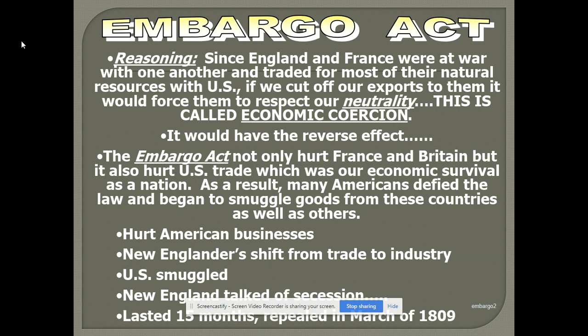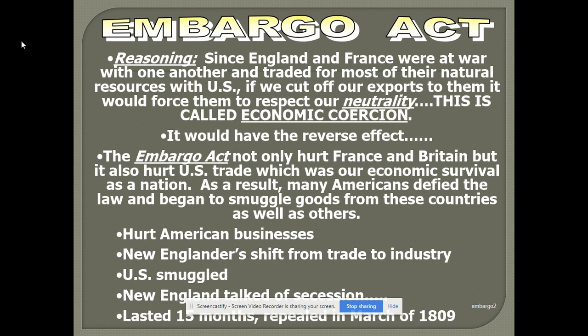And one of the things we did that was kind of an unintended consequence is that New England, which had a thriving economy off of ocean trade, began to transition from just trading to industry. Now, that's significant because in the 1810s, 1820s, 1830s, and 1840s, their textile industry is going to take off, and they're going to be one of the wealthiest entities in the country. The only areas that may have been wealthier were the wealthy planters, maybe like the Natchez, Mississippi area, that were millionaires and so forth.